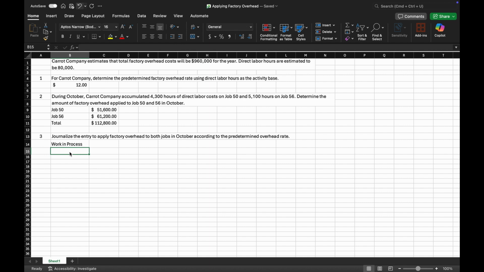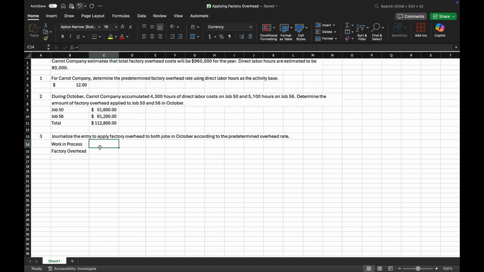The second account is factory overhead, which is being credited as we are decreasing it as factory overhead is being applied to work in process or the two jobs that were completed in October. For the balances of both accounts, it's just going to be the total factory overhead applied to each job that we found out in question 2. So for work in process, that's going to be a debit of $112,800 as this account is increasing. And then we need to put a credit of $112,800 for factory overhead as this account is decreasing.